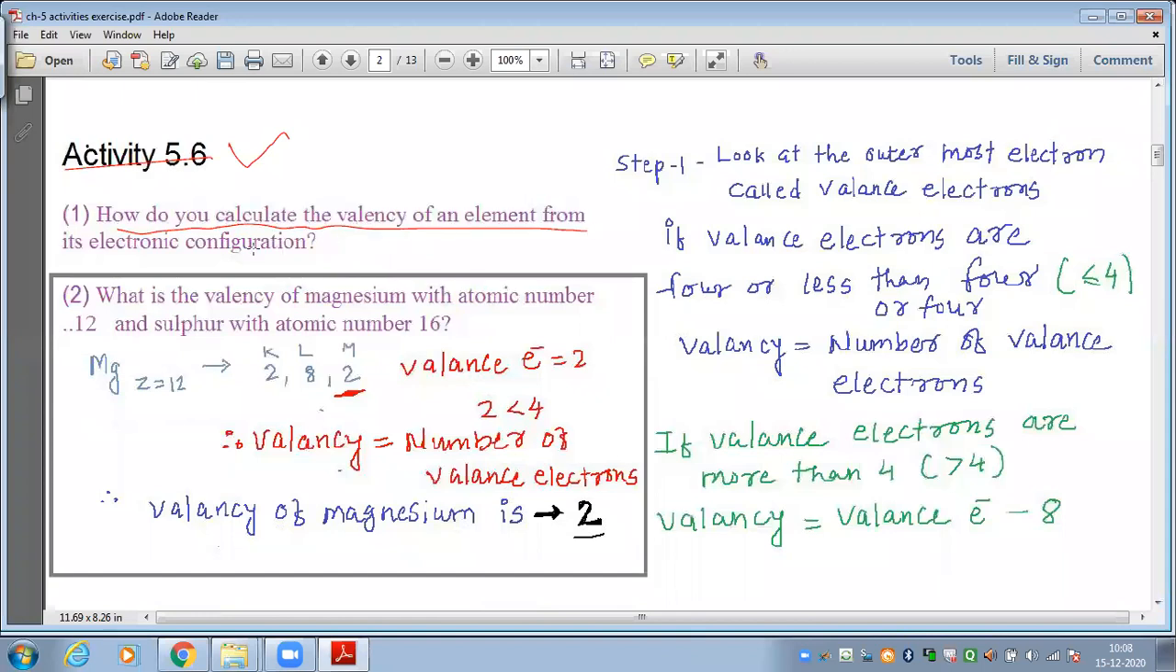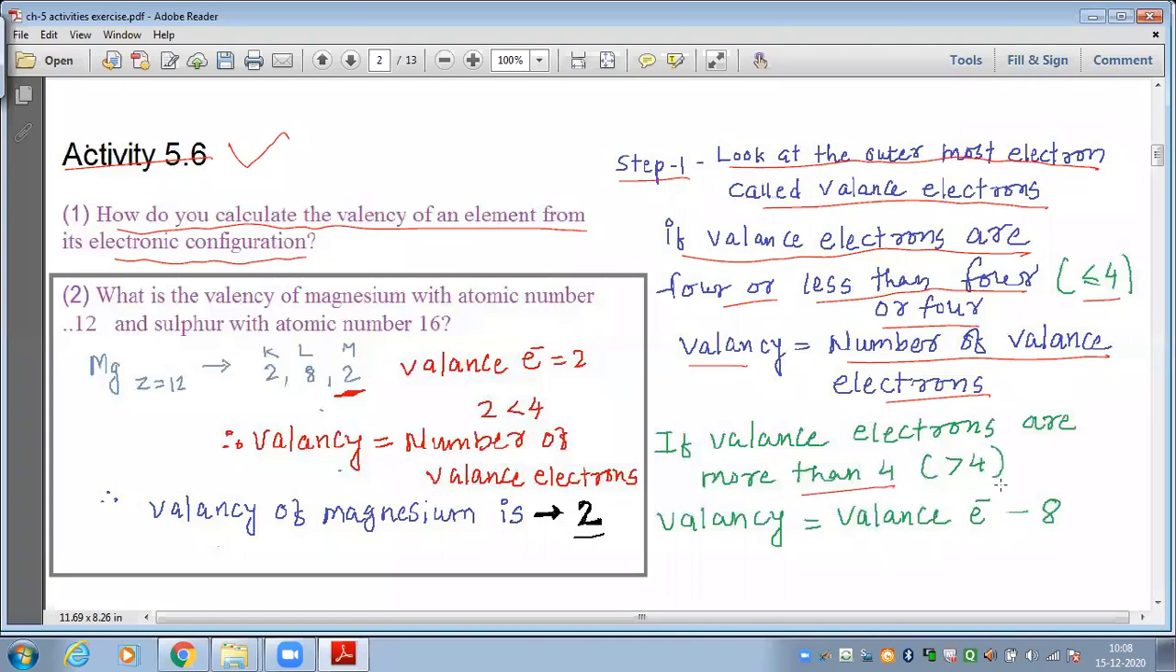How do you calculate the valency of an element from its electronic configuration? To calculate the valency, the first step is to look at the outermost electrons, called valence electrons. If valence electrons are less than or equal to 4, then valency is equal to the number of valence electrons. Now if the valence electrons are more than 4, my dear students, then the valency is equal to valence electrons minus 8. This is how we can calculate the valency using the electronic configuration.